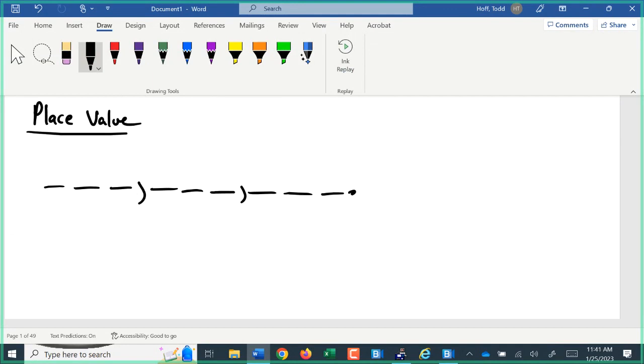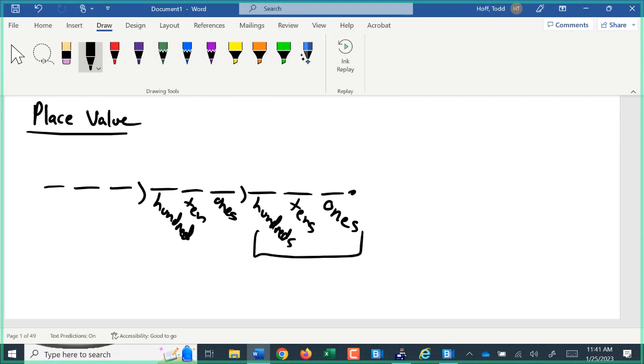So our place values, of course, we start off with ones, tens, and the hundreds. Those are our only three place values, and they continue. Ones, tens, hundreds, and they keep repeating. This was our base group. Then we have a thousands group, and millions. These place values are very tying in.